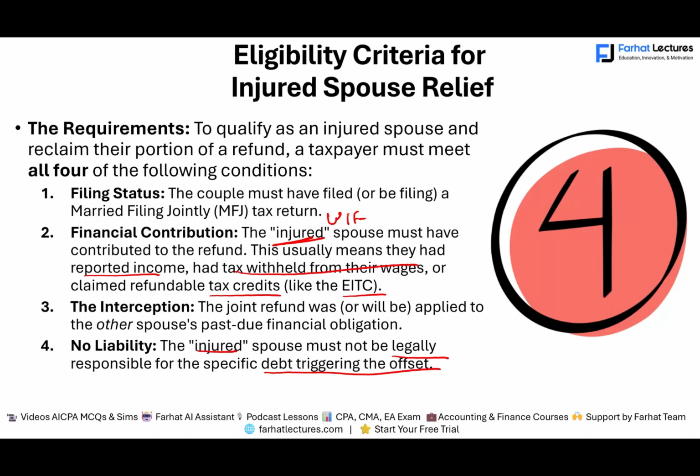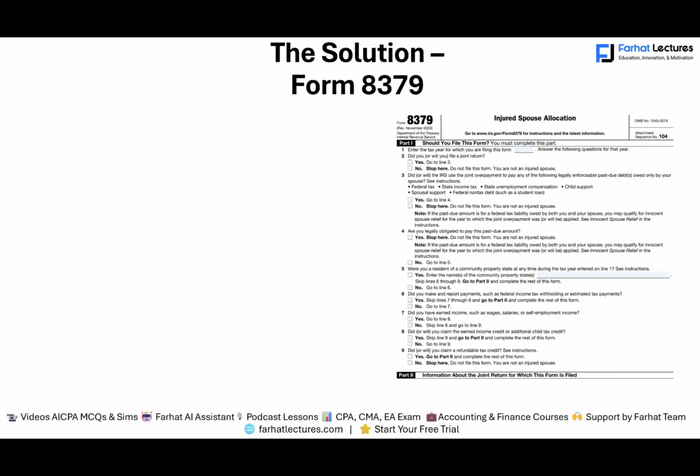And she has obviously no other sort of obligation to the government. Then she can do what? File Form 8379, called the Injured Spouse Allocation, to tell the IRS, look, this portion of the refund is mine. This portion of the refund is my spouse's. For my spouse, please refund my money and take his part of the refund to pay his debt.